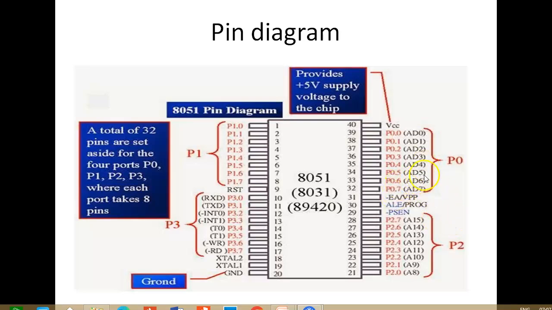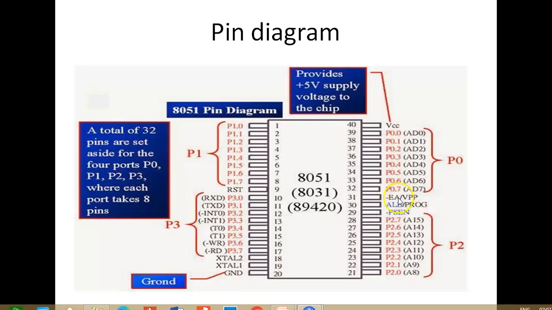Next, PSEN, the program store enable pin, is used to connect external memory. Next, ALE, address latch enable, is used for multiplexing the lines. Whenever we use the same line for data and address, at that time we can use it.